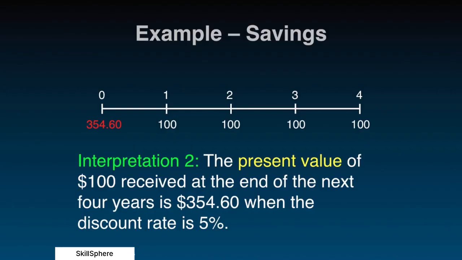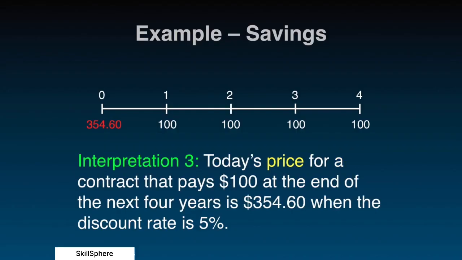Now, I know that's just another way of saying what I said in one, but get in the habit of different words meaning the same thing. Finance is just laden with jargon, and the sooner you get used to it, and the more exposure you have to it, the more comfortable you become with it. With that segue, interpretation 3 is that today's price for a contract that pays $100 at the end of each of the next 4 years is $354.60 when the discount rate is 5%. Three different ways to say the same thing.